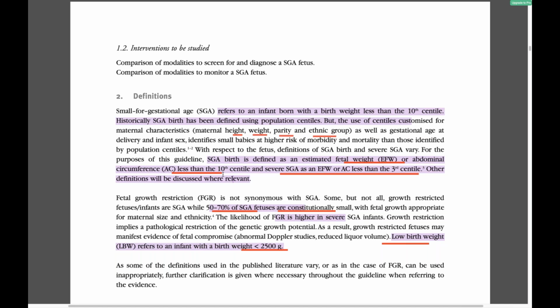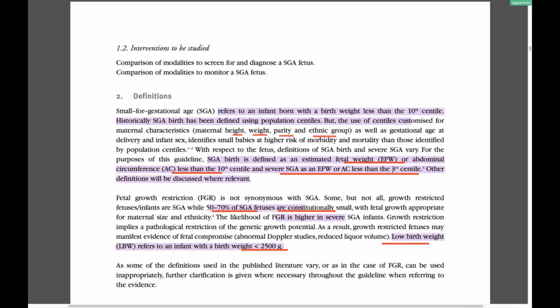if we have to do the abdominal circumference, so what will be the definition? It should be how, what will be the definition for us abdominal circumference? AC less than 10th centile. Yes, so SGA, we call the baby SGA if the weight is less than 10 centile or if the AC less than 10 centile. Okay, now what will be the severe SGA?